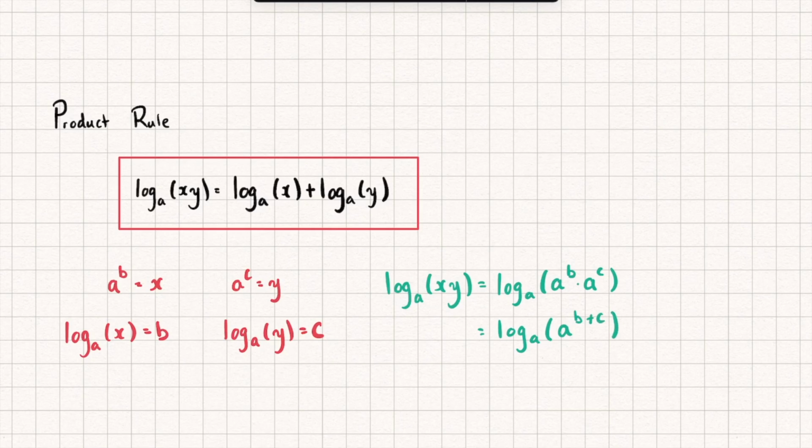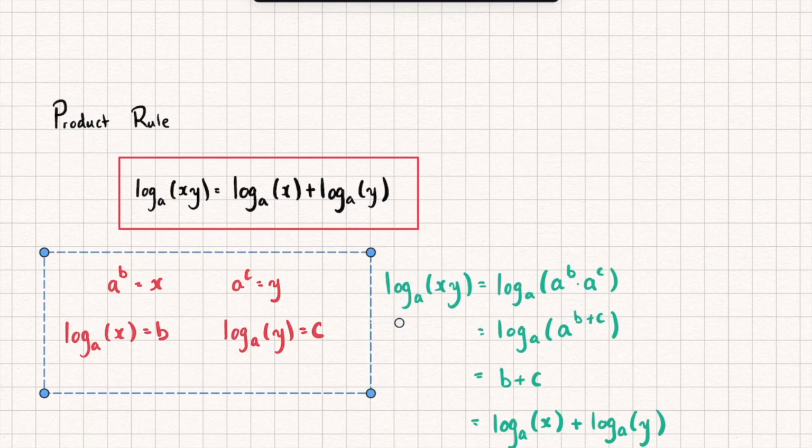Now, if we look at what this logarithm is saying, it's saying, what do I put a to the power of to give me an answer of a to the power of b plus c? Well, hopefully you can see that's got to be b plus c. So this becomes b plus c. And again, if we look at what we said at the start, b was just equal to log base a of x, and c was just equal to log base a of y. So let me replace those, and we get that this equals log base a of x plus log base a of y, which is what we needed to prove. So that's the first one done.